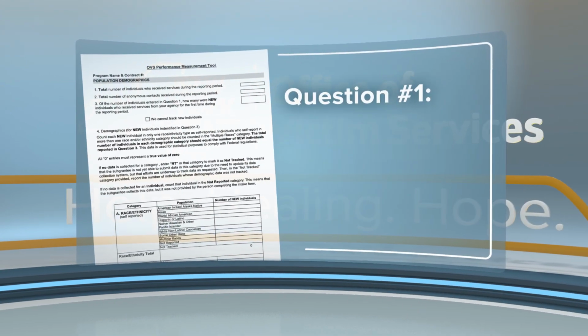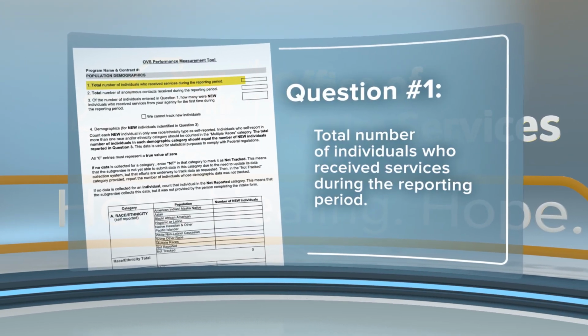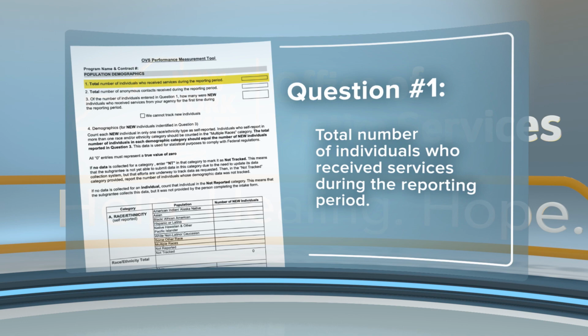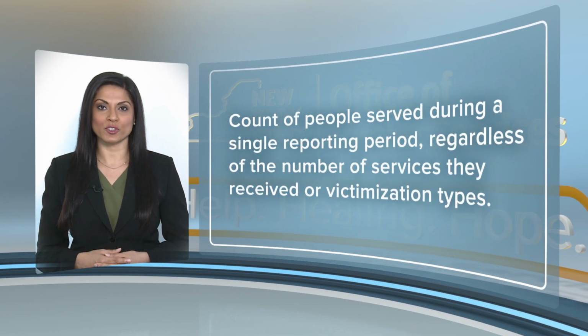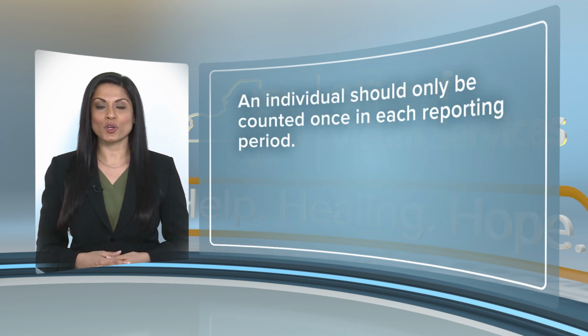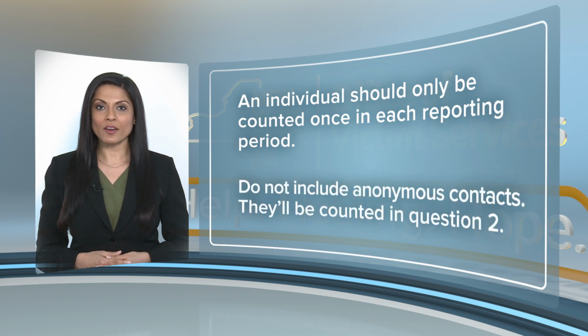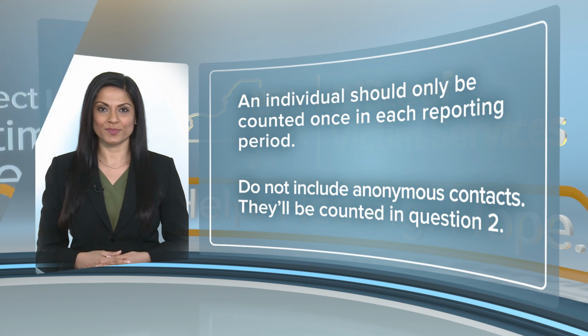We'll go question by question to explain how to report on demographics. Question number 1. The total number of individuals who received services during the reporting period. This number should be the count of people served during a single reporting period, regardless of the number of services they received or victimization types. An individual should only be counted once in each reporting period. Do not include anonymous contacts. They'll be counted in question 2.